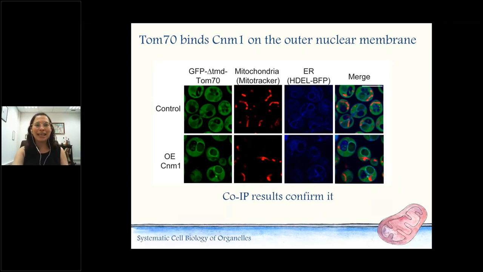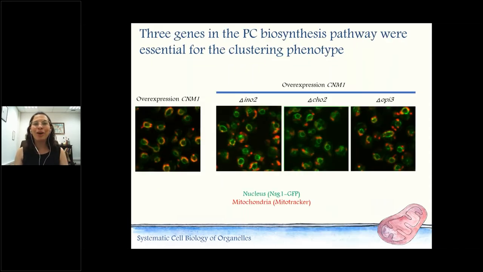But because this is a lipid seminar, I want to end my talk with three hits that we got that are actually related to lipid biosynthesis. And in this case, we're talking about the phosphatidylcholine (PC) biosynthesis pathway: ENO2, CHO2, and OP3. So you can see that in these deletions, although we still overexpress CNM1, we don't see the same clustering of mitochondria around the nucleus as we see in the control cell.